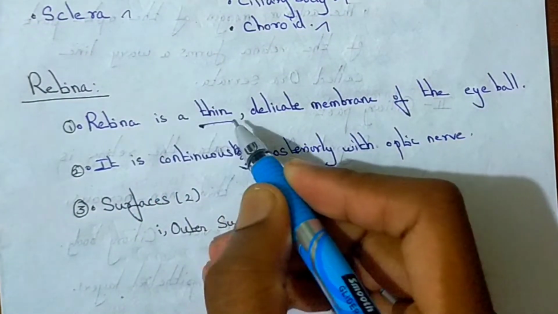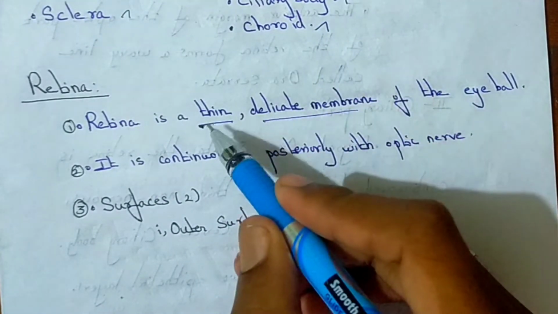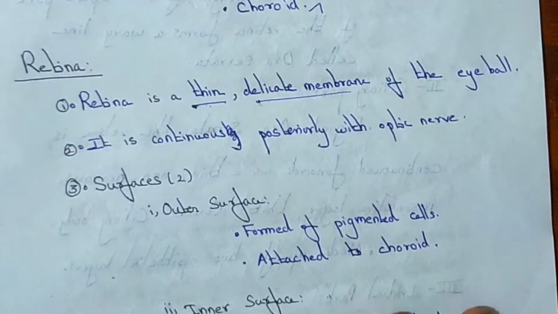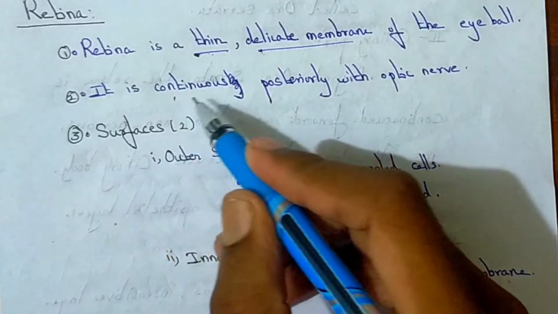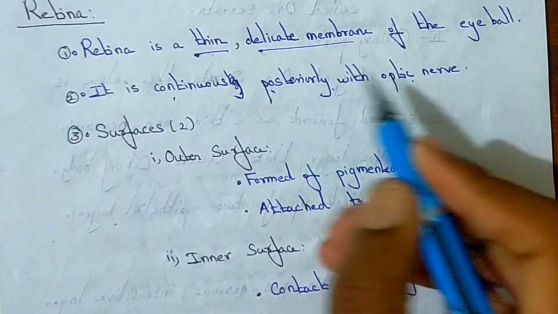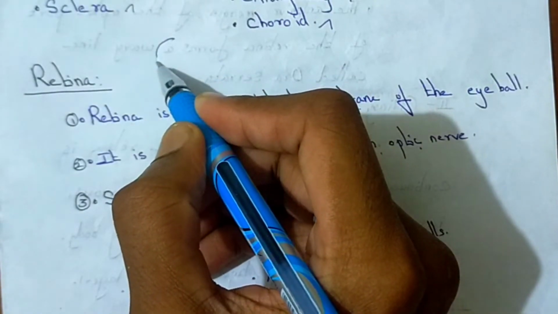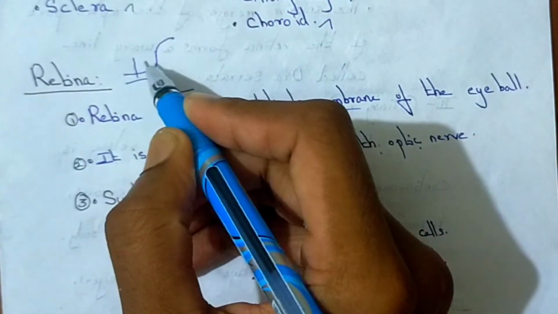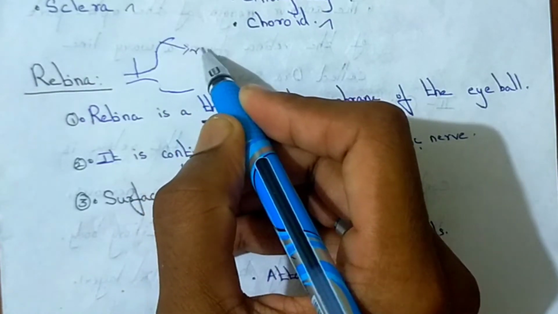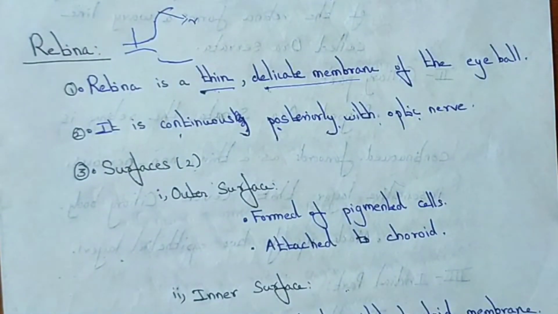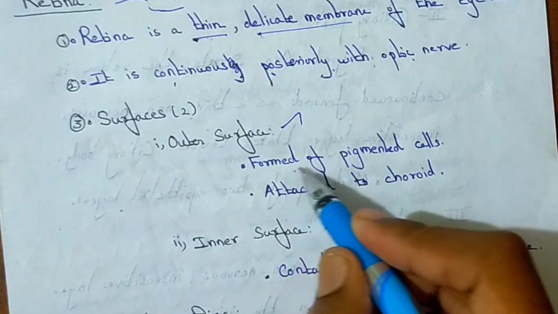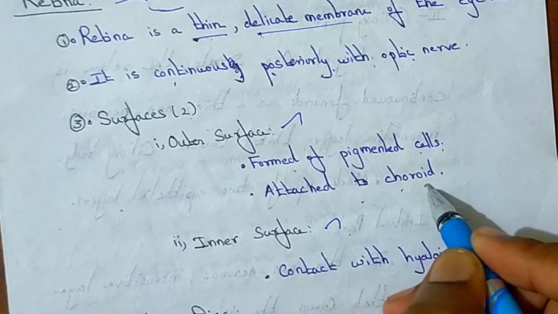The retina is a thin, delicate membrane of the eyeball. It is thin and delicate, easily damaged. Okay? And it is continuous posteriorly with the optic nerve. Okay, the retina is here, and it is continuous as the optic nerve. This portion is called the optic nerve, and this portion is called the retina. The retina has 2 surfaces: the outer surface and an inner surface. The outer surface is formed of pigmented cells attached to the choroid.